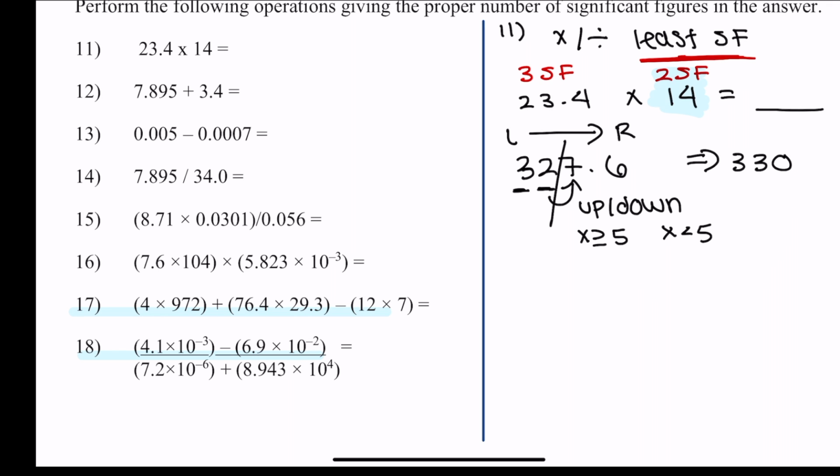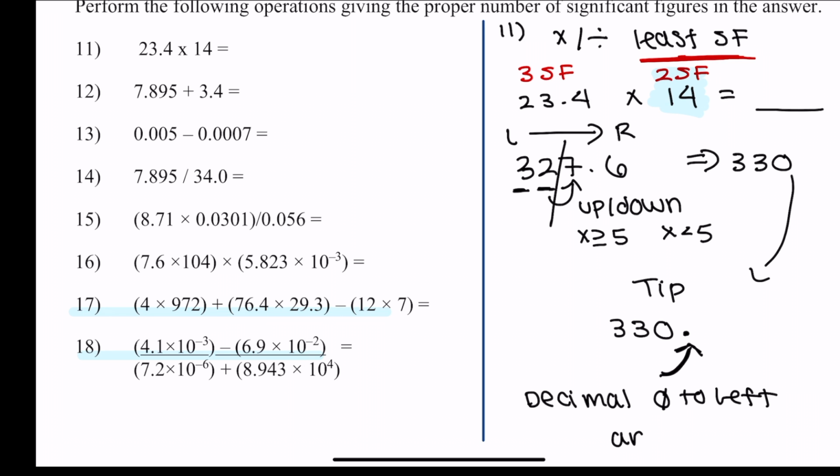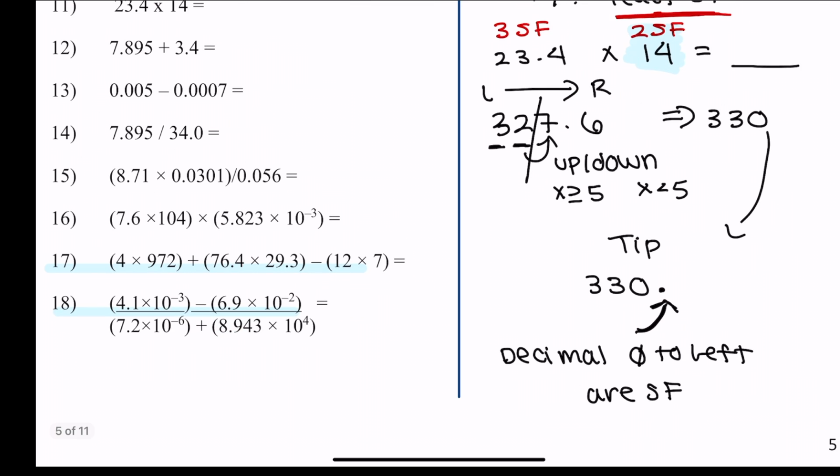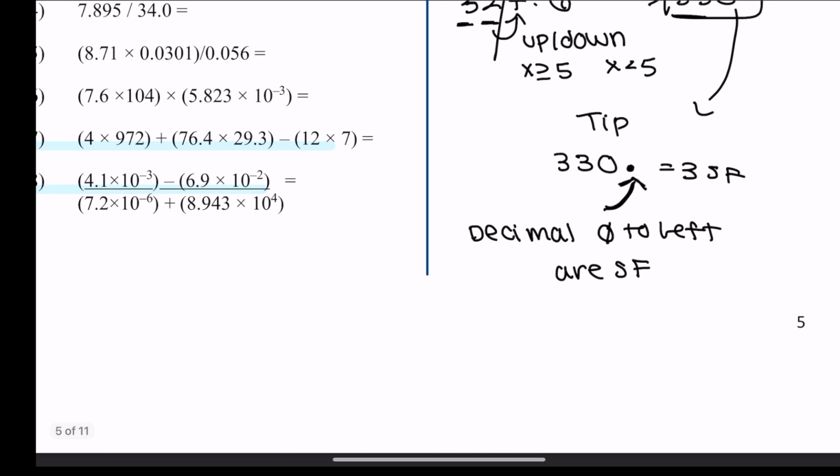And another tip, don't put 330 with a decimal. I did not tell you guys this, sorry about this. Another rule to consider: if you have a decimal, any zero to the left is significant. So if you put the decimal right there, this will be 3 significant figures. But we only want 2, so we don't want that decimal there. So our final answer has to be 330. I know this was an abrupt tip right there.